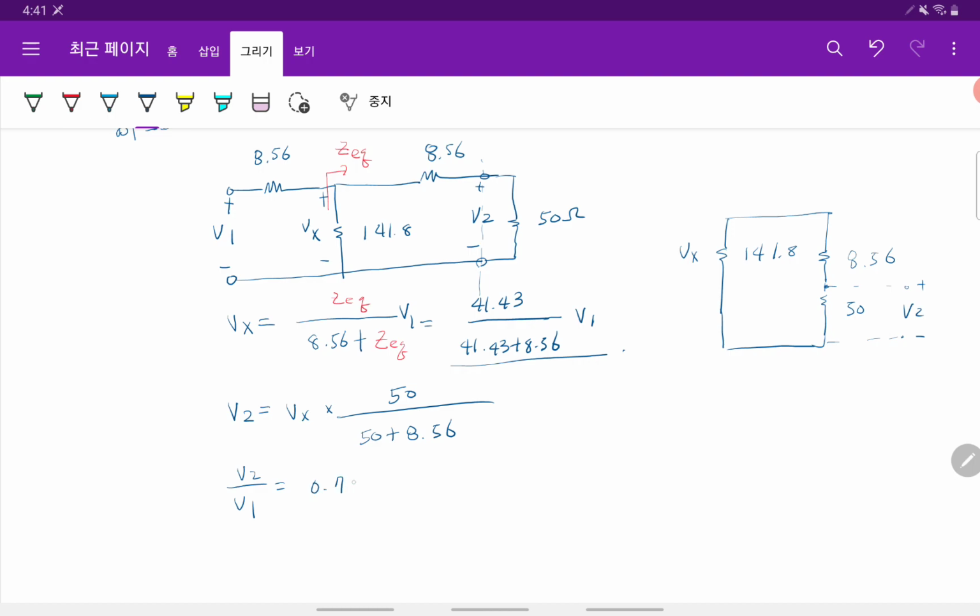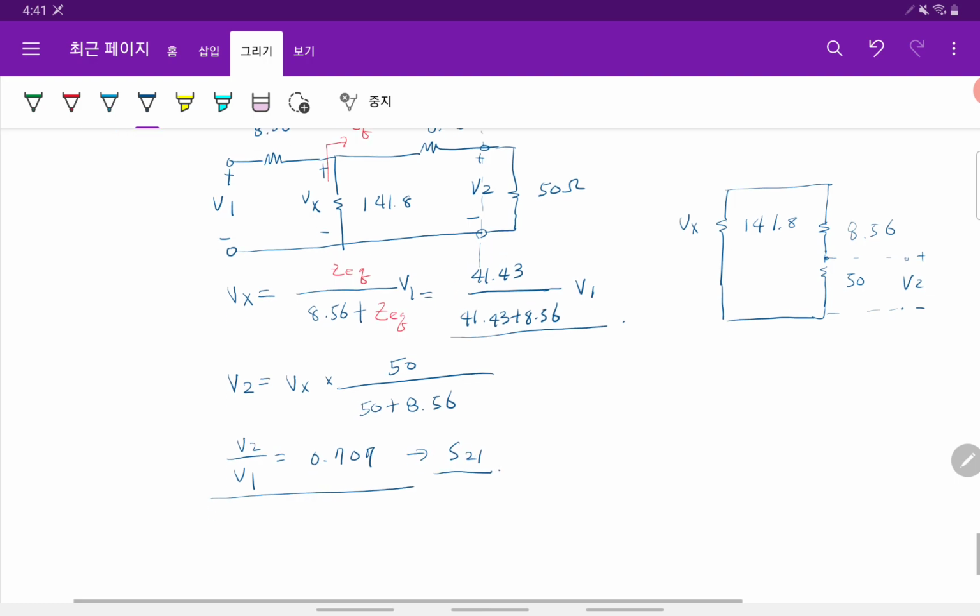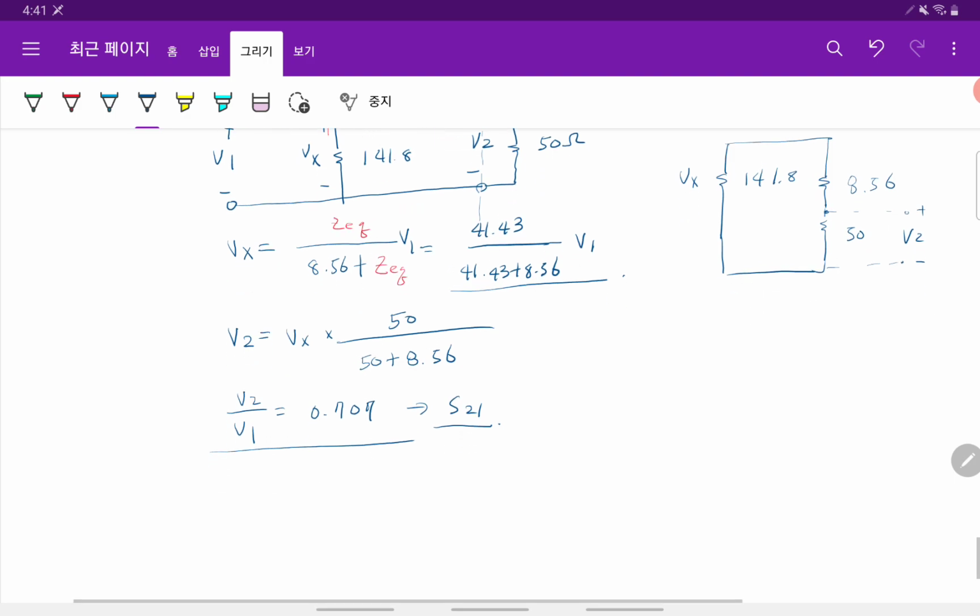Basically 0.707. So simple math will give you this one. So this becomes S21, right? So for P in, let's understand what it means by 0.707 of S21. So P in is A1 squared divided by 2Z0, basically V1 plus squared over 2Z0, right?